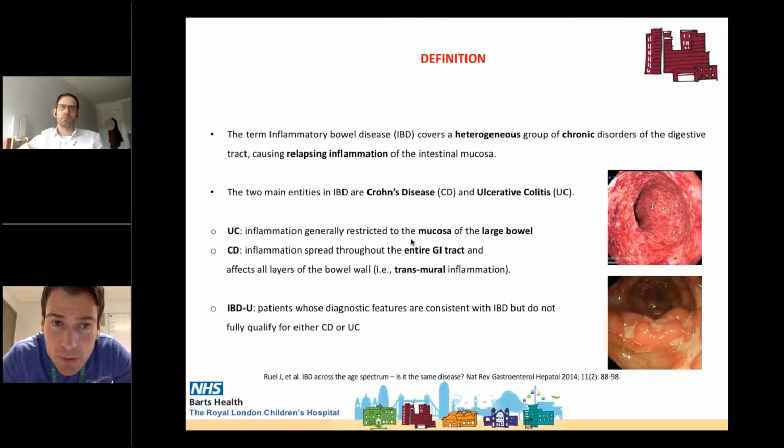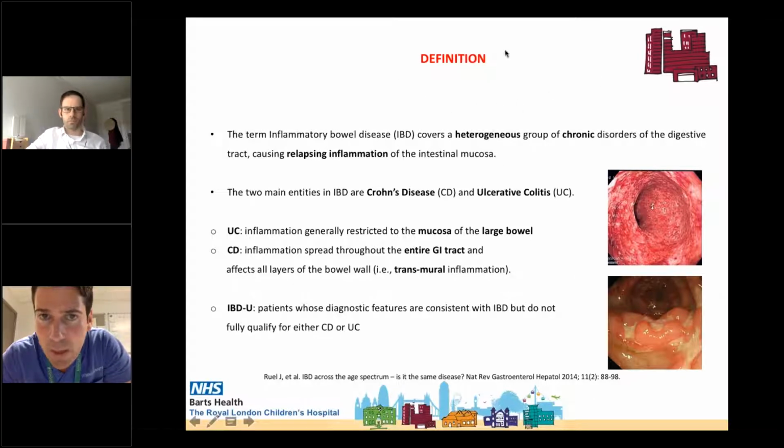So if we go back to the first line of this slide, this is why the definition is: IBD covers a heterogeneous group of chronic disorders, plural, of the digestive tract, causing relapsing, remitting inflammation of the mucosa. It's heterogeneous.